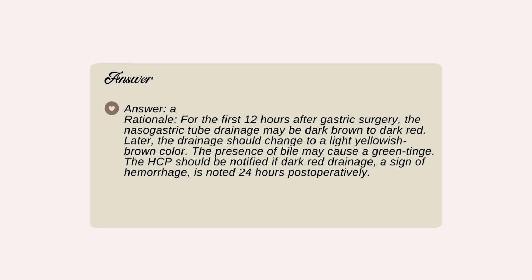Answer: A. Rationale. For the first 12 hours after gastric surgery, the nasogastric tube drainage may be dark brown to dark red. Later, the drainage should change to a light yellowish brown color. The presence of bile may cause a green tinge. The HCP should be notified if dark red drainage, a sign of hemorrhage, is noted 24 hours postoperatively.